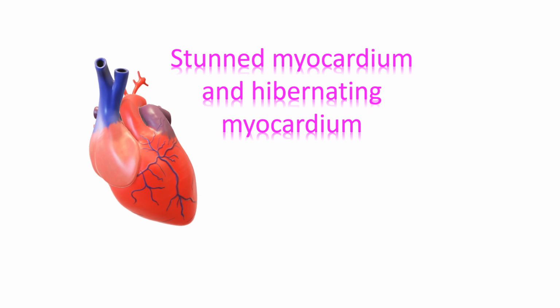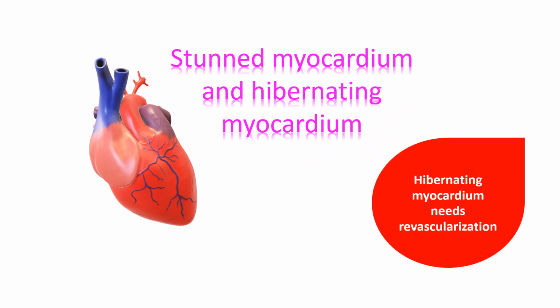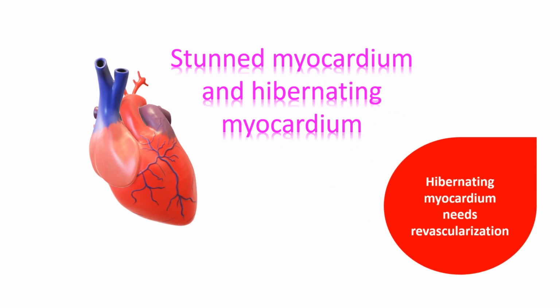There are two types of viable myocardium: stunned myocardium and hibernating myocardium. Stunned myocardium needs only time to recover, while hibernating myocardium needs restoration of blood supply. Stunned myocardium is transient delay in recovery of contractile function after restoration of blood supply, as occurs after primary angioplasty for acute ST elevation myocardial infarction.